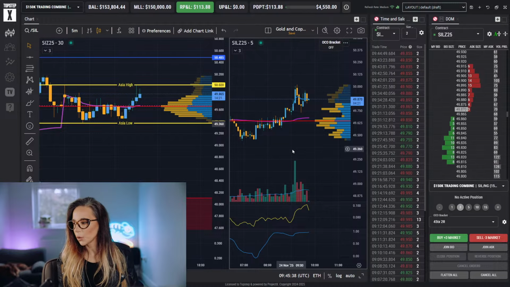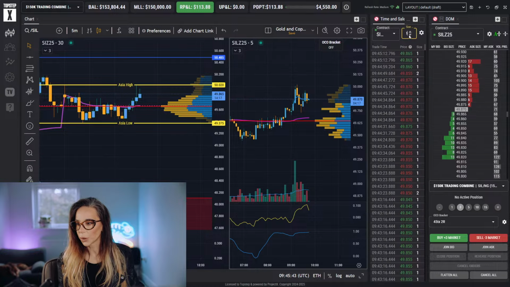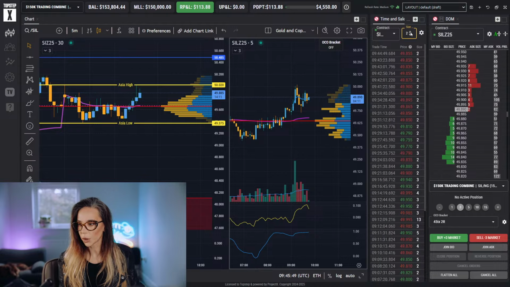Now I'm seeing a few sell orders here on the time and sales. I do have it filtered by 2 contracts, so to not show all the ones, but just 2s. But we can see what the tape is doing here a little bit quicker.